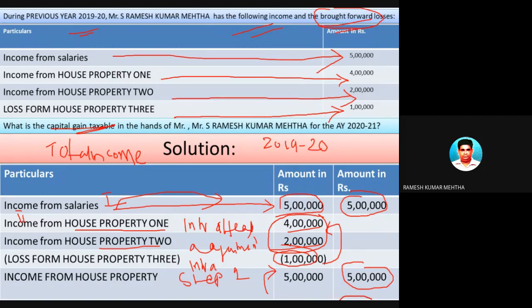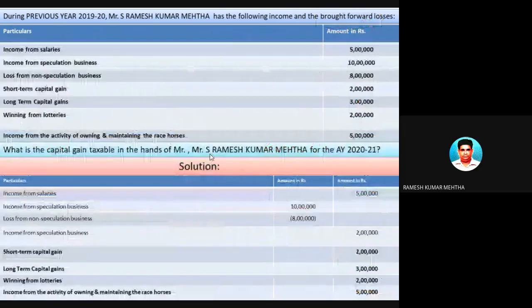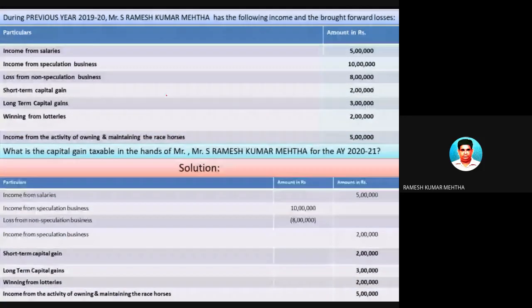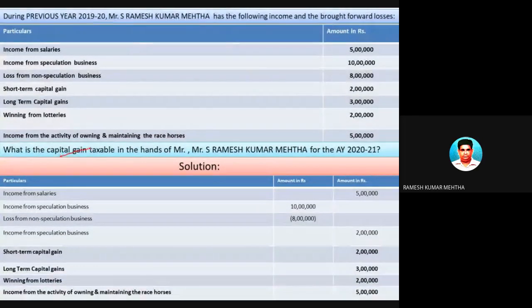And the total income for Assessment year 2021 of the SSC is rupees 10 lakhs. Let's take up the next problem. The next problem is: Mr. S. Ramesh Kumar Mehta has furnished the following information regarding his income and carry forward losses.